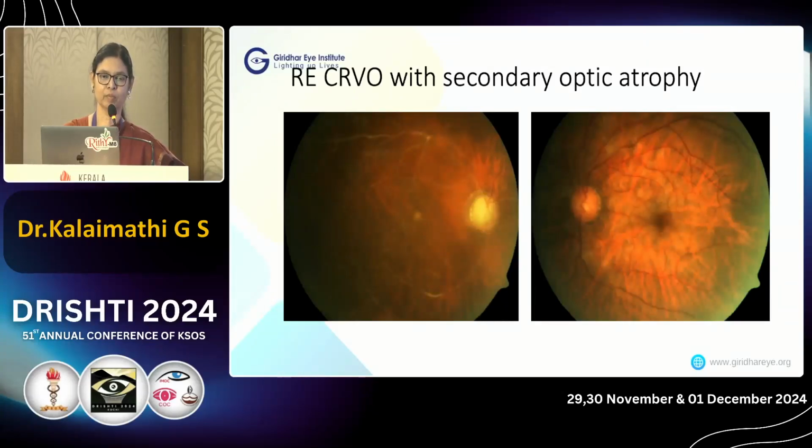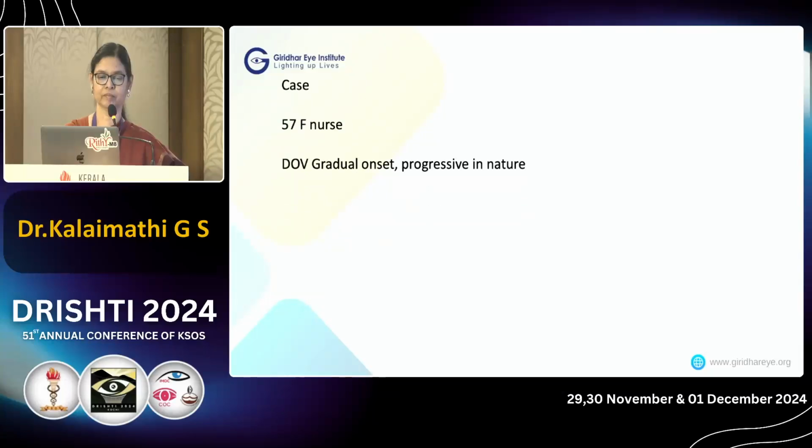This is secondary optic atrophy secondary to CRVO, and you can see the disc margins are not clear, it's blurred, because of the previous disc edema. So this is secondary optic atrophy.